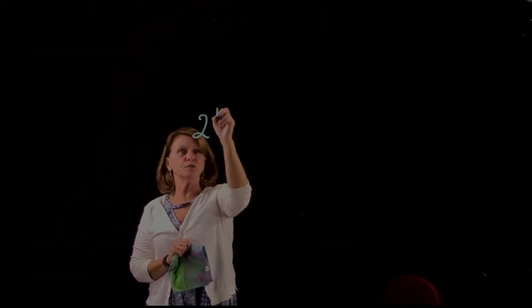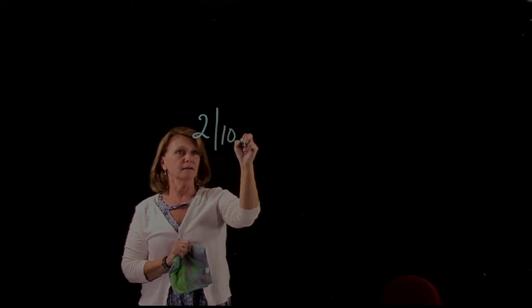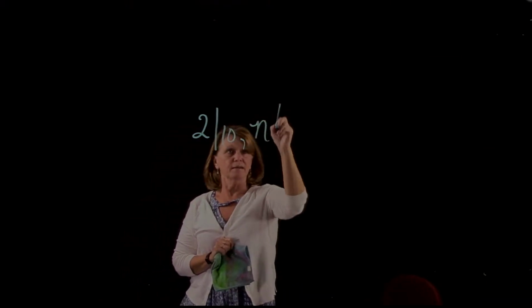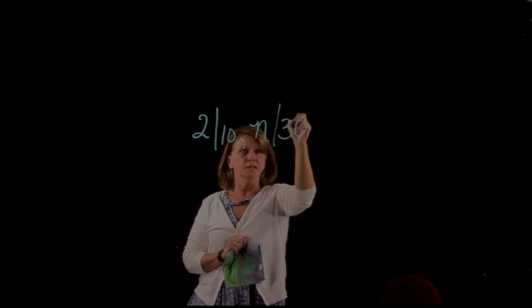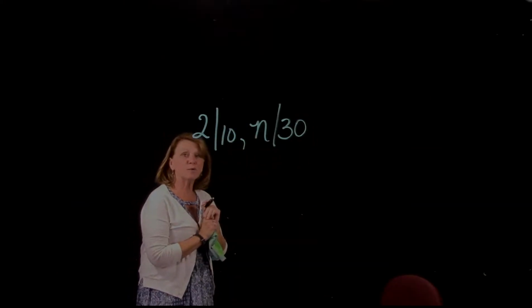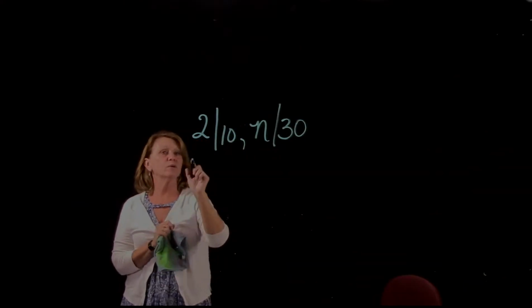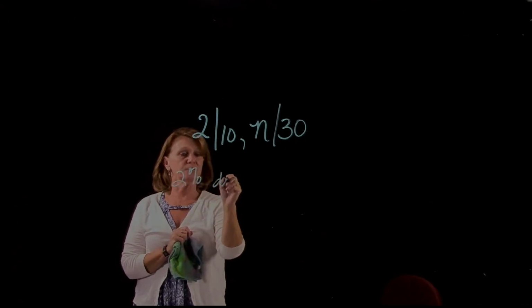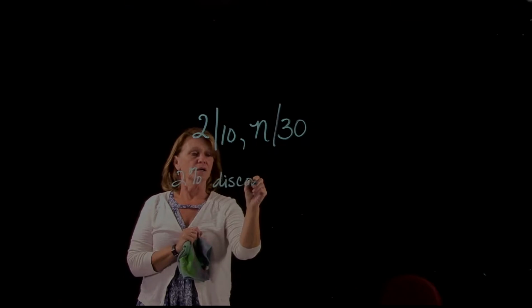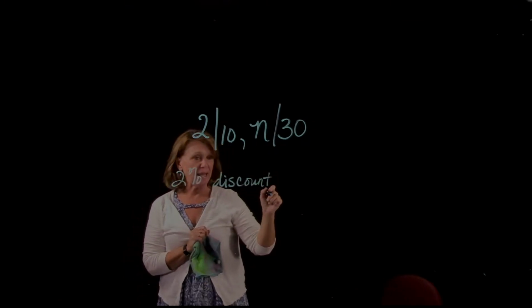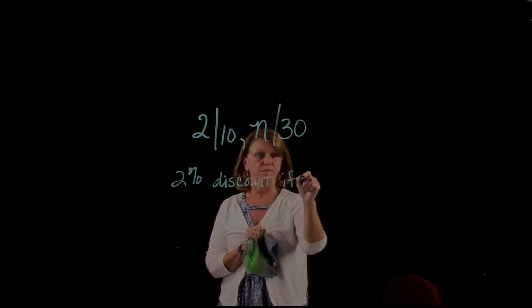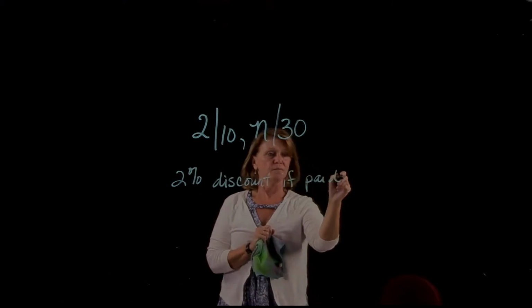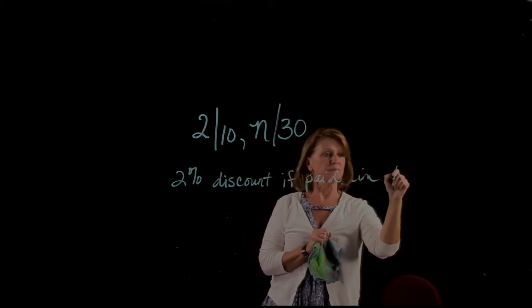So if your terms are 2/10, net 30, that's what it will look like on your invoice. And this means they will give you a 2% discount if paid in 10 days.